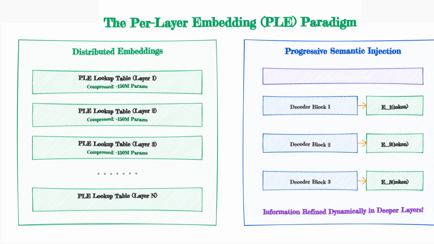This means the model does not have to carry a single static representation from the start. Instead, token-level details are progressively injected and refined layer by layer. This progressive refinement matches the depth of semantic processing, allowing the model to perform highly complex reasoning with a much smaller active compute core.